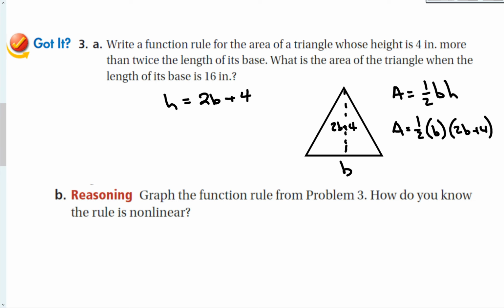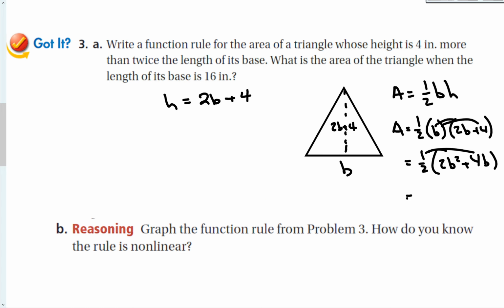Okay, so a little more complicated, but nothing that we can't handle. We could get a little fancy with this as well. Let's put it together first. So that's 1/2. If I multiply both of these by b, I would get 2b squared plus 4b. And then as I multiply the 1/2 inside there, I get b squared plus 2b. So my area formula is now b squared plus 2b.